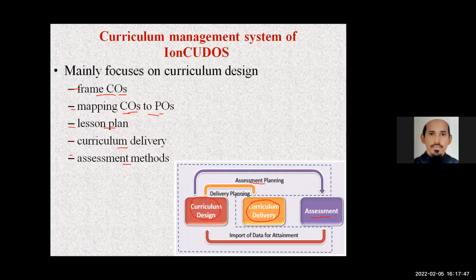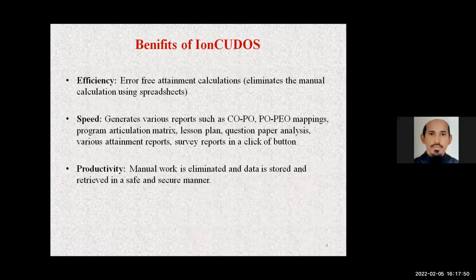Now, these are certain advantages. The first advantage is efficiency. It gives error-free attainment calculations. I'll briefly explain in the next slide how attainments are calculated in IonCUDOS. There are so many calculations. For one course, the attainment calculation is understandable, but if you want to collate different courses, there are chances that errors may creep in. Because of that, if we use software, the software eliminates the errors.